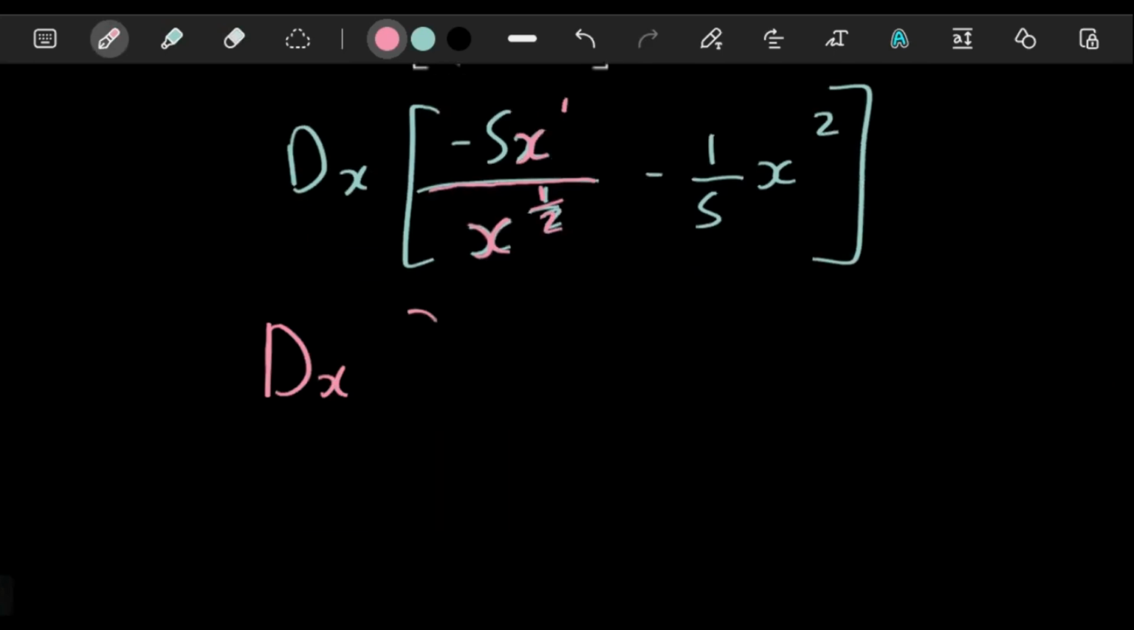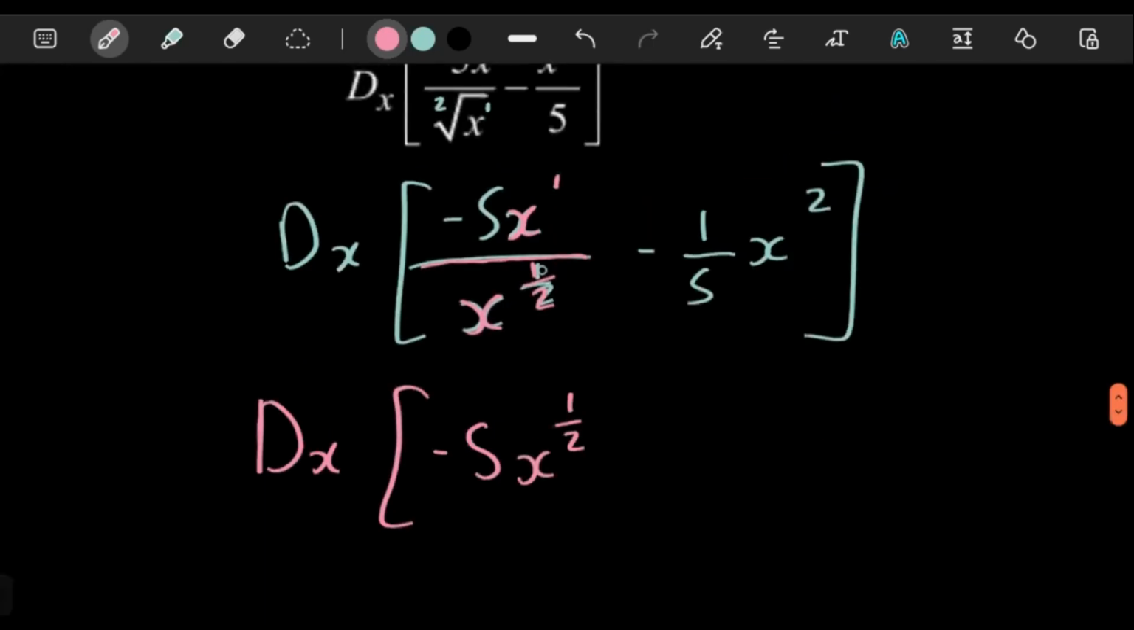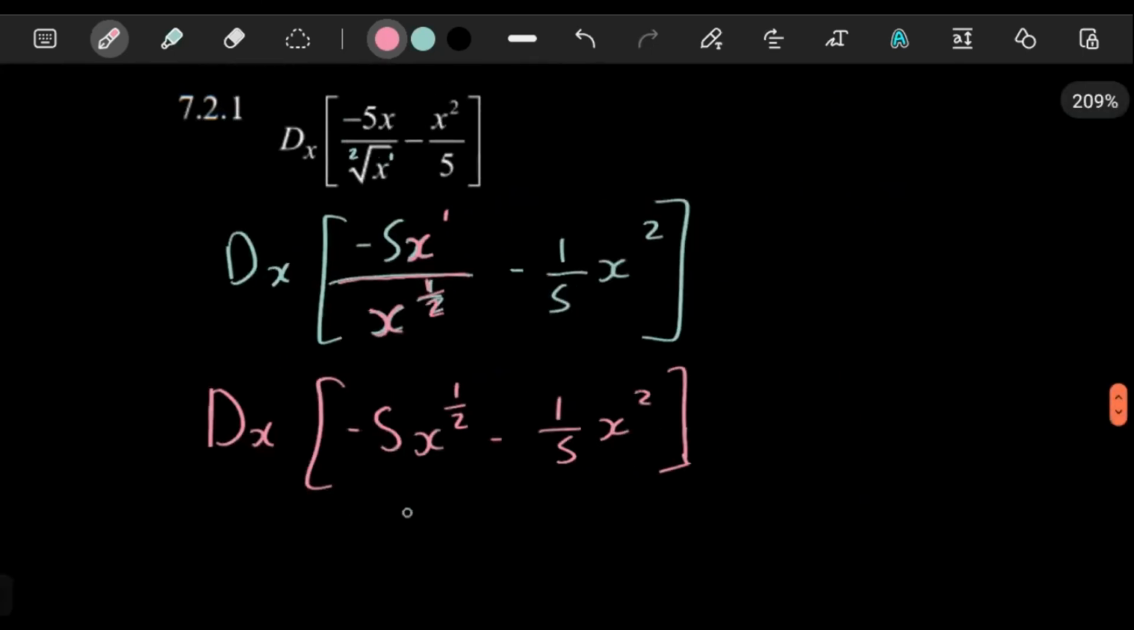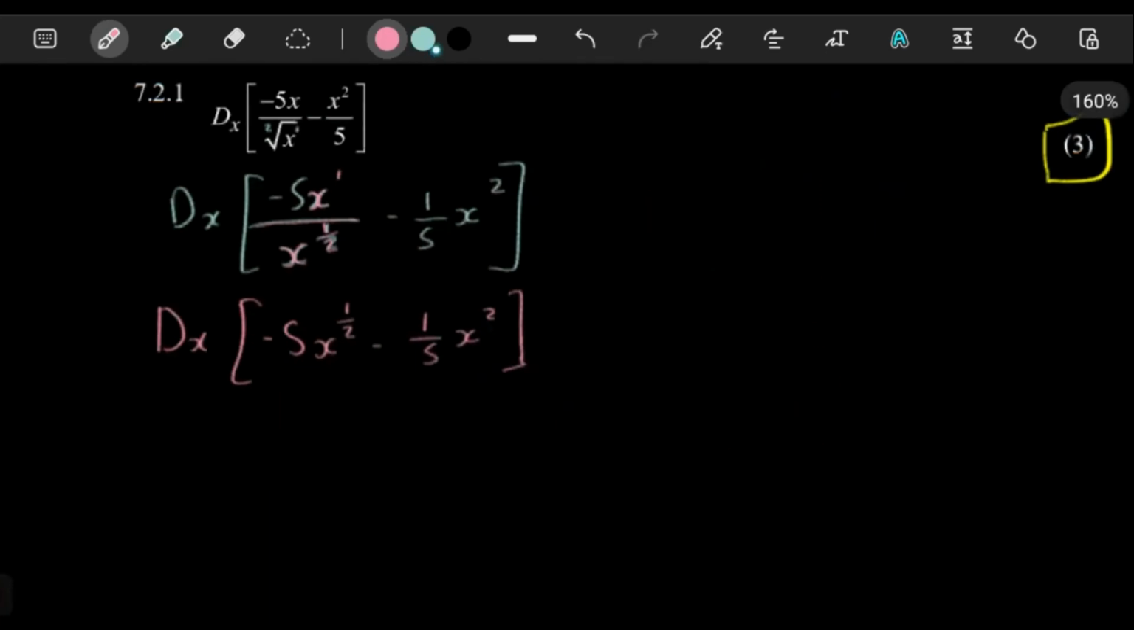So simplified, your -5 is going to be there. And then here you're going to have 1 minus a half. So 1 minus a half is a half. Because remember, your bases are the same, so you're subtracting the exponents. And then here you still have your -1/5 x squared. So as long as you're simplifying, you have to keep the dx here. You have to keep the square brackets over there. Now, so that the moment you differentiate, you can just put an equal to sign and then differentiate.